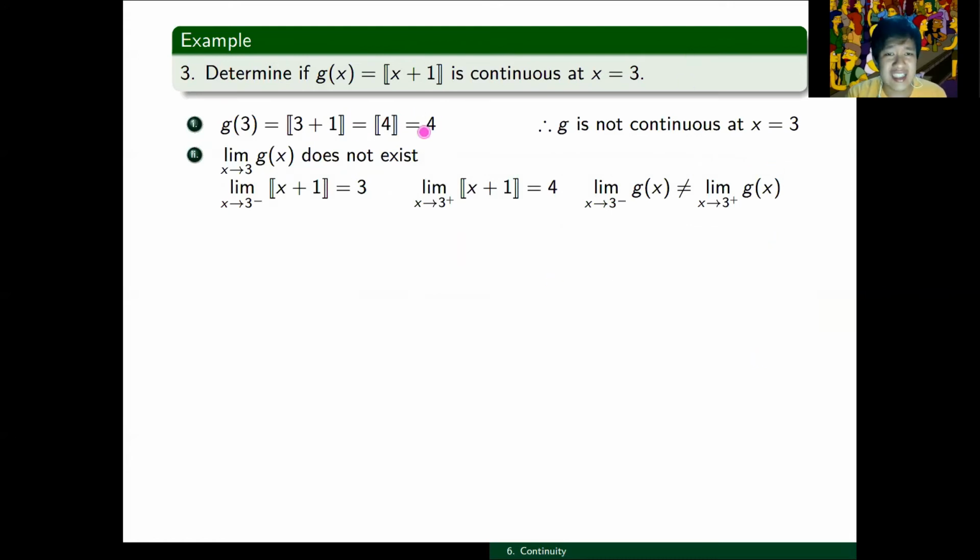Nag-exist yung function value pero hindi nag-exist yung limit, but yung limit from the left and from the right, parehong nag-exist, hindi nga lang equal. So, hindi siya continuous. Moreover, you have a jump essential discontinuity. Limit from the left, limit from the right exist, but not equal.